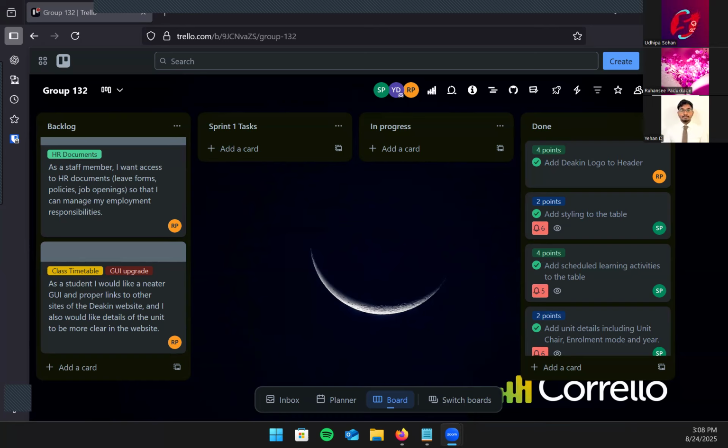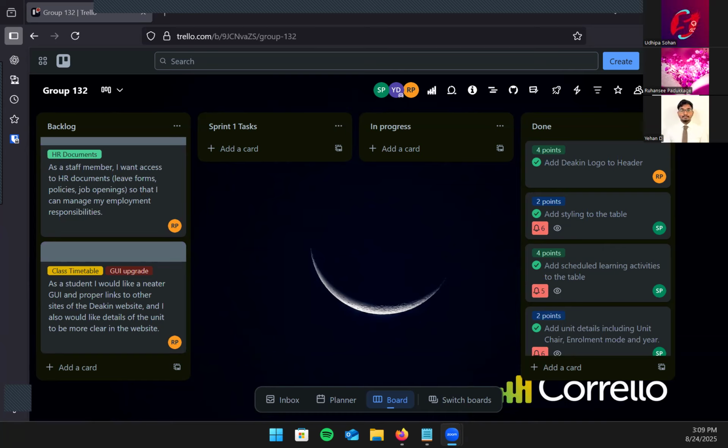In the first week, I created the table structure and added the essential unit information such as codes, names, and credit points. Later, I extended it by adding a row for scheduled learning activities, which gave the students a clear view of weekly commitments. Alongside, I also worked on merging code in GitHub, which helped integrate my table with the UI header and other features.